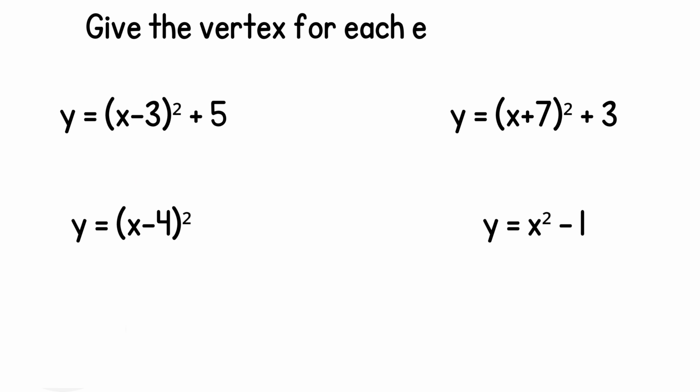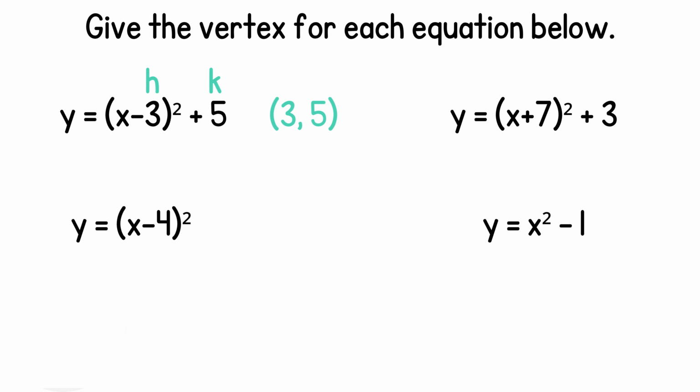In our last example, we're going to give the vertex for each equation. In our first one, we can see that h would be 3 and k would be 5. So our vertex happens at 3, 5. Now let's look at the one below it. We can see that h would be 4 and k would be 0 since we're not adding anything. So our vertex happens at 4, 0.